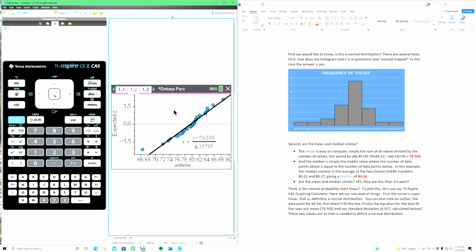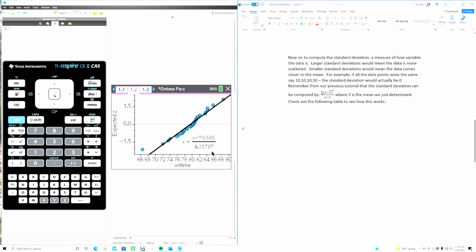You can also see that there's an outlier, a data point that kind of doesn't fit, and that would be our lowest number here, 66.54. That was the arrival percentage in Newark, which is horrible. The other thing to get from this is that the equation of this line actually uses our mean, 79.505, and what we'll determine later, our standard deviation, 4.35787. Those are the only two values needed to determine this normal probability distribution.